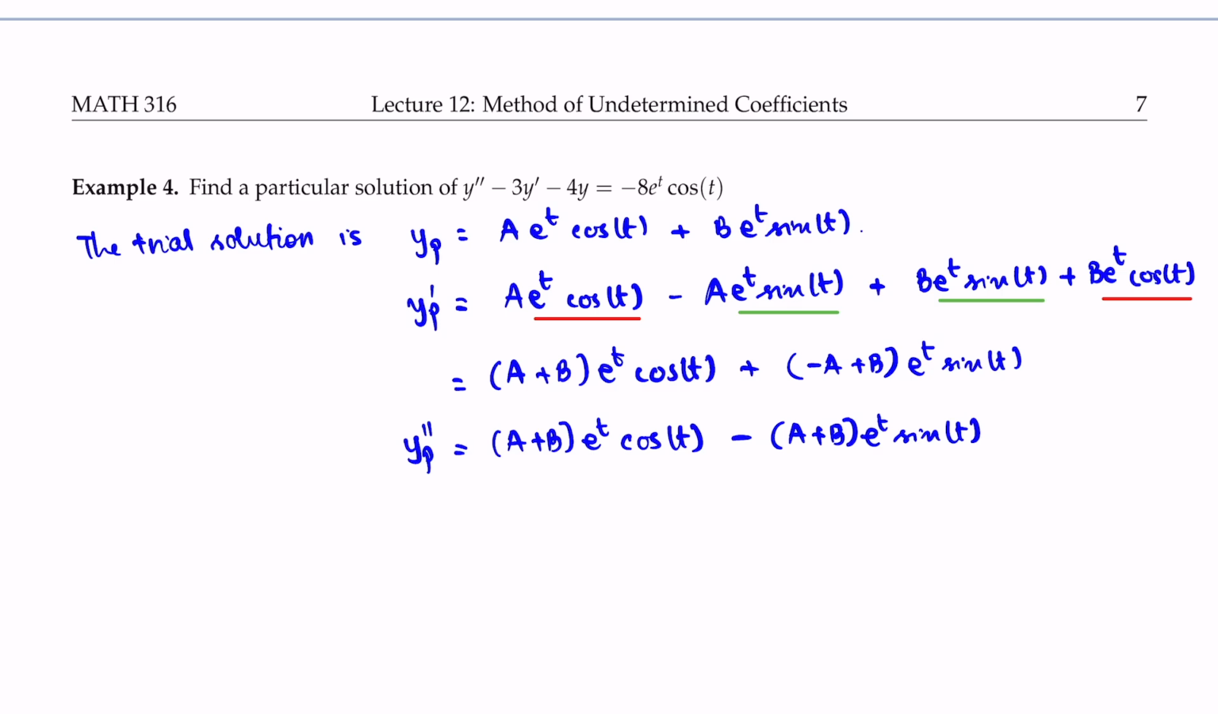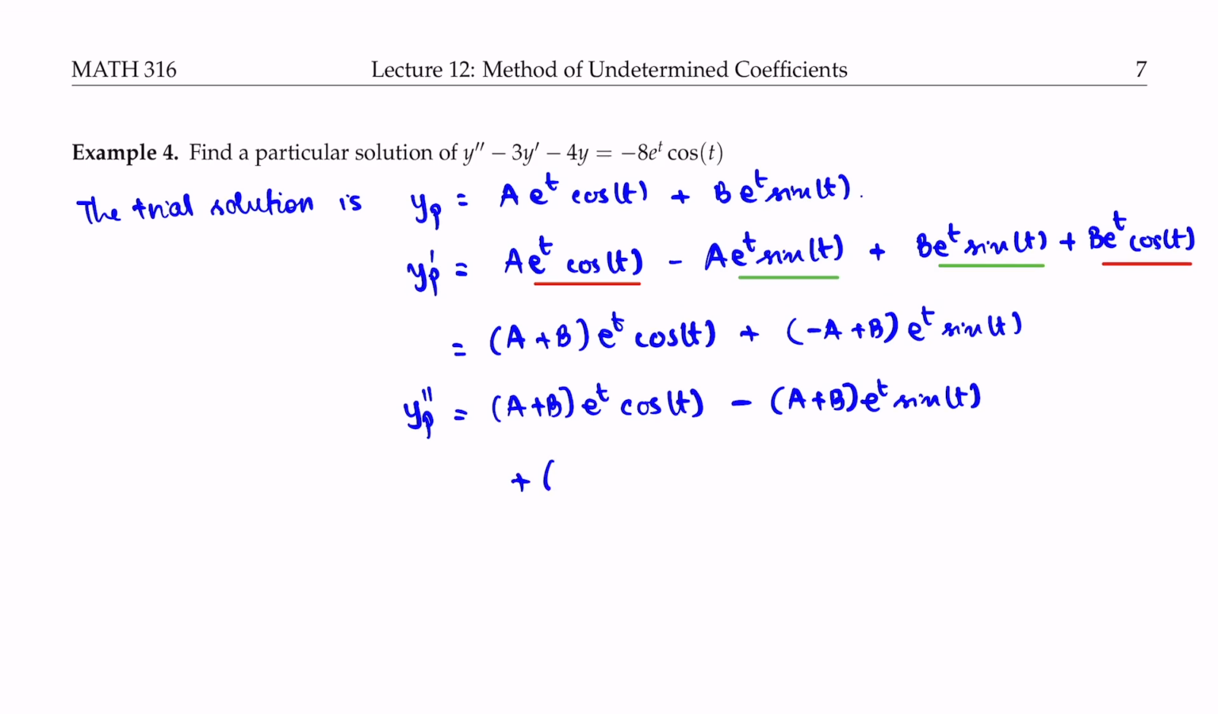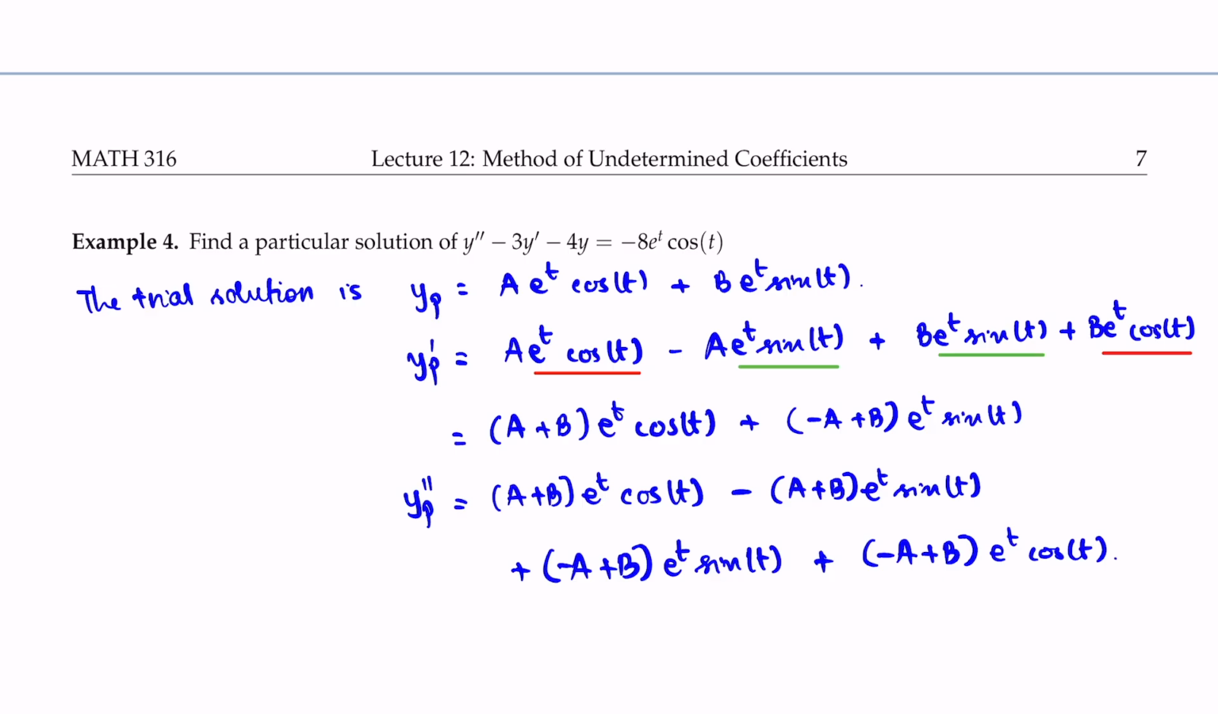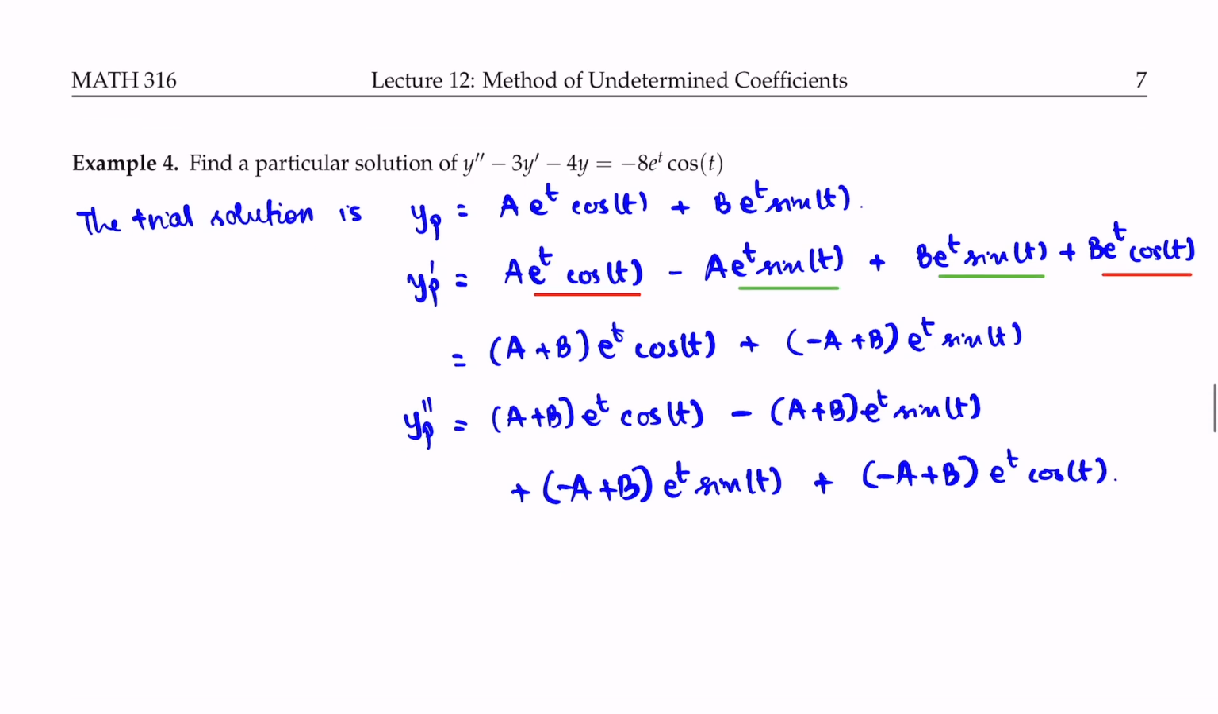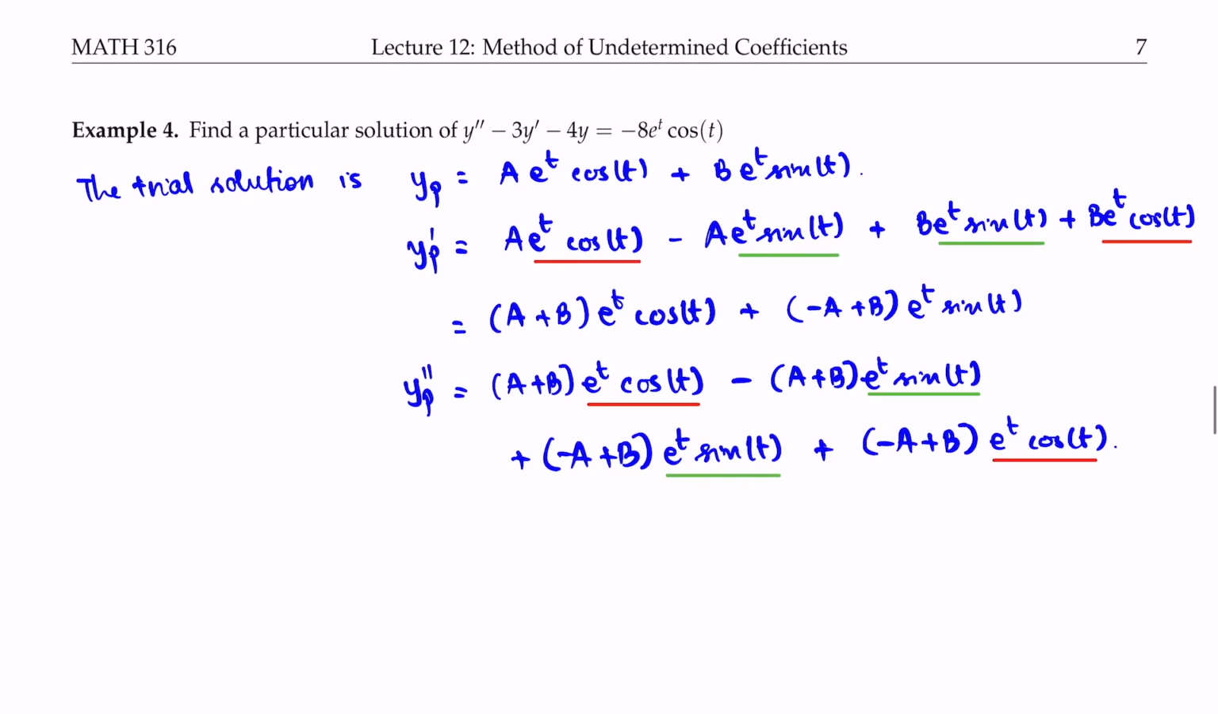So that is plus (negative a plus b) times e to the t times sine of t plus (negative a plus b) times e to the t times cosine of t. Now we're going to simplify this a little bit. We're going to take e to the t times cosine of t as a common factor and e to the t times sine of t as a common factor to simplify the second derivative a little bit.